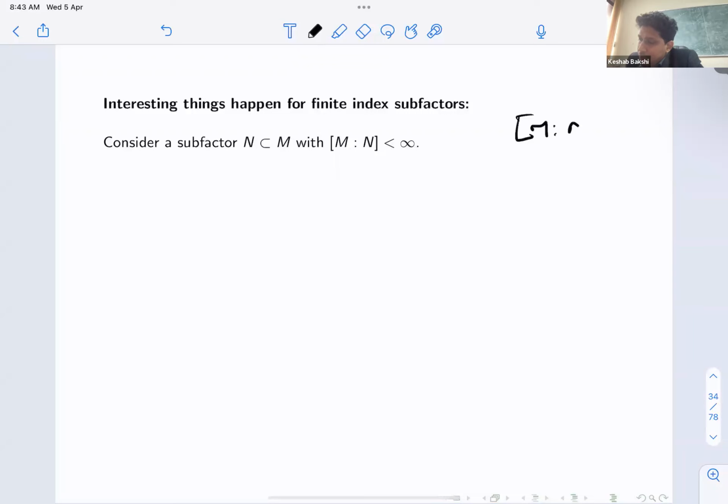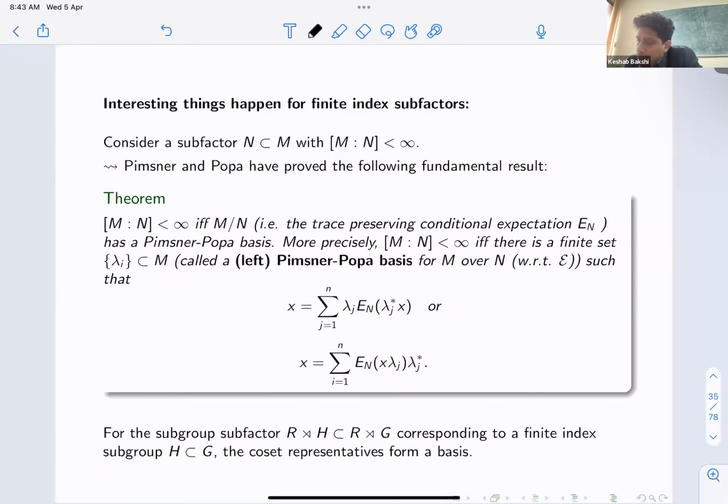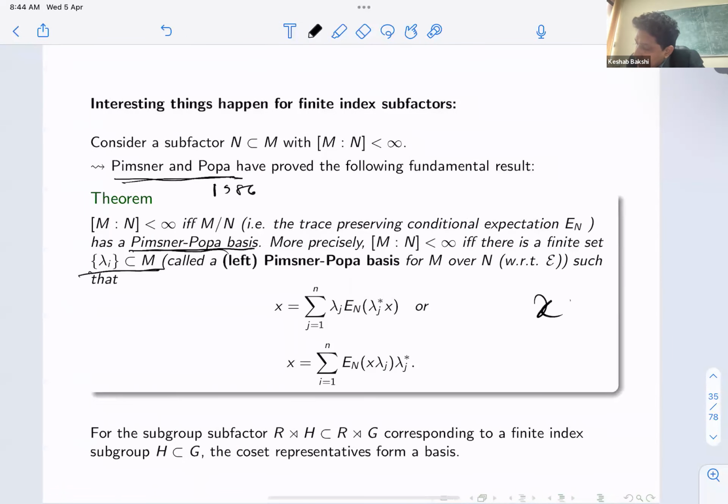Now, an interesting thing happens when a subfactor is finite index. We'll only focus on when the subfactor N subset M has finite index. Otherwise, not much is known, actually. This is done by a celebrated paper by Pimsner and Popa in 1986, where they have shown that given a finite index subfactor, there is a certain notion of basis. These are certain finitely many elements inside M, such that any element of M can be written in terms of that conditional expectation.